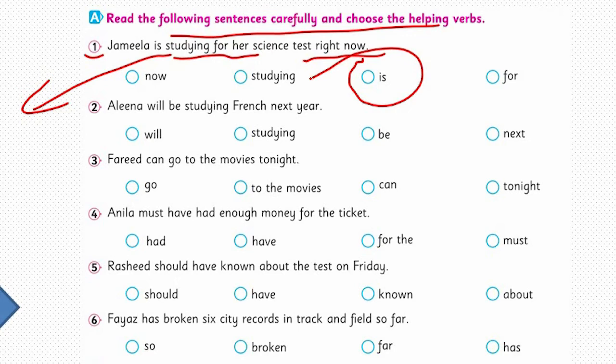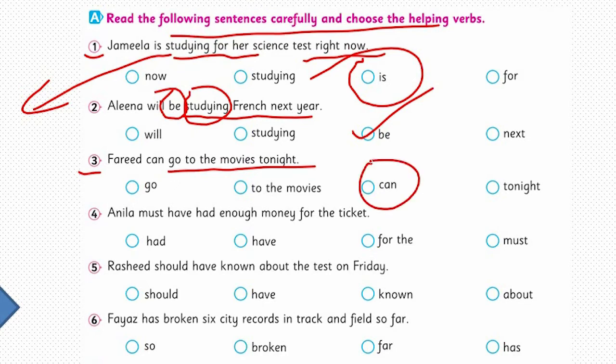The second one, Alina will be studying French next year. We have discussed this in our examples. Studying is the main verb, and be is here the helping verb. The third one, Farid can go to the movies tonight. Here the can is acting as a helping verb and go is the main verb. I want you to choose the right option for these three too.